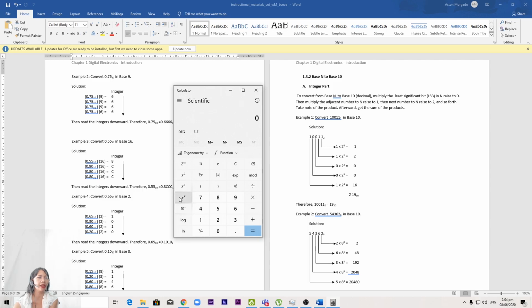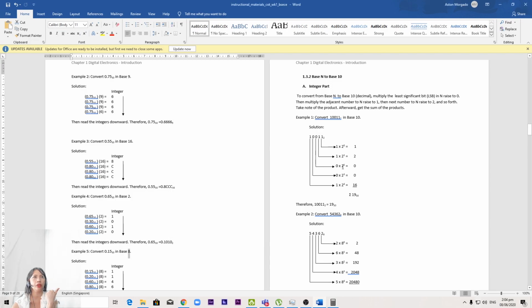Okay, so I have x raised to y here. The next is 1 times n raised to 1, or 1 times 2 raised to 1. 2 raised to 1 is 2 times 1, so you get an answer of 2. The third digit is 0, so 0 times 2 raised to 2. Any number multiplied by 0 is 0, so we have 0 here.